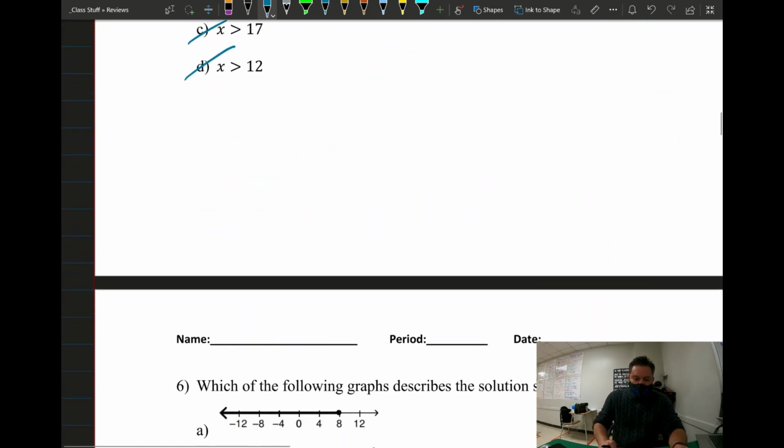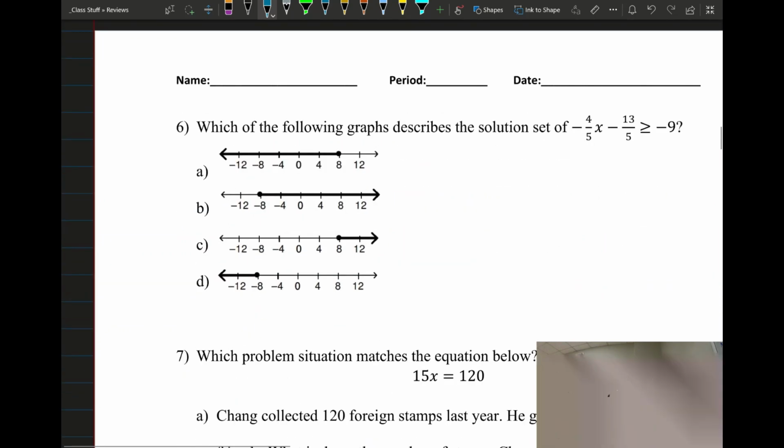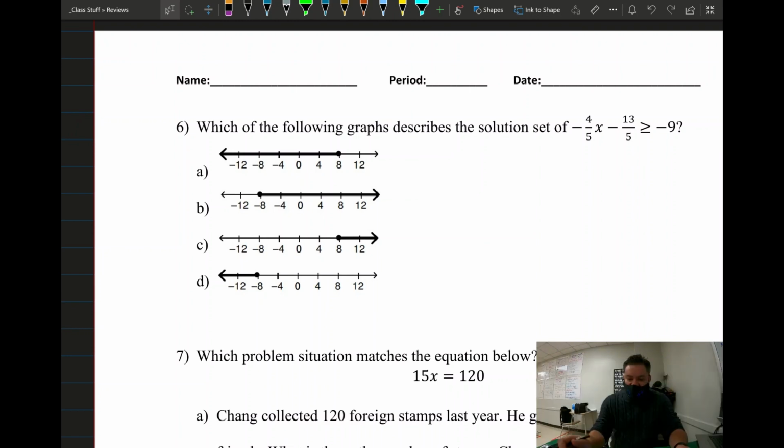Number 6. Which of the following graphs describes the solution set of negative 4/5 x minus 13/5 is greater than or equal to negative 9? Now again, you might have some solutions with the open dot, and you can go ahead and eliminate those because the sign that we're using over here requires a closed dot. If the answer choices has an open circle, you can go ahead and eliminate that right away.